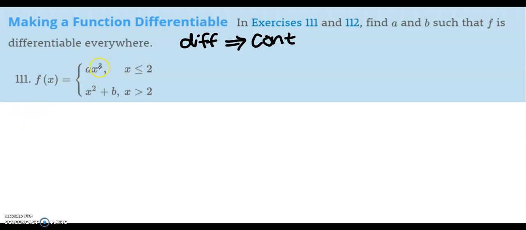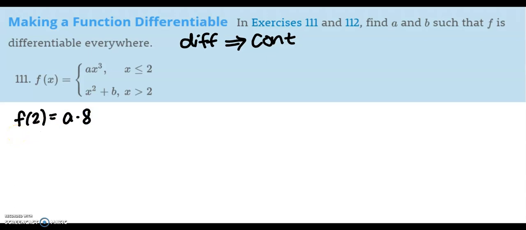Ax to the third is continuous everywhere, because it's a cubic function. X squared plus b is continuous everywhere, because it's a quadratic. So the only place I might have a problem is at 2. So the first thing I'm going to do is find f of 2. And that's going to be a times 8, because 2 to the third is 8.